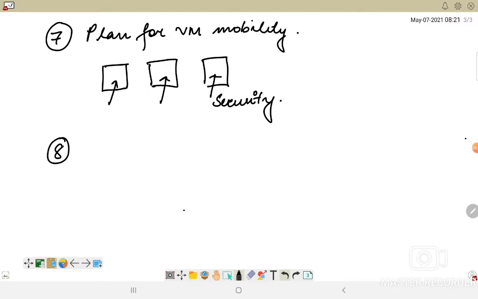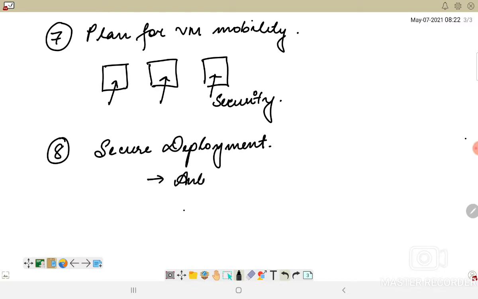The eighth and the last point that we have to remember is secure deployment. After everything is done, after we are sorted with the design and the partitions, we have to understand the process of secure deployment. It has certain guidelines associated with it, and these guidelines have to be strictly followed.